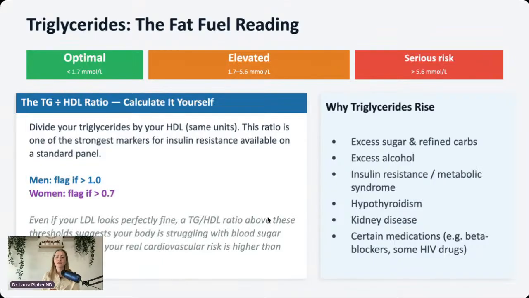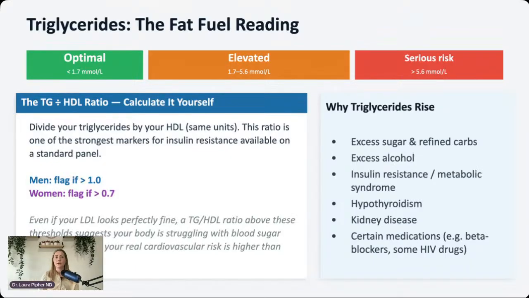So when someone's triglycerides are high and their HDL is low at the same time, this is actually a very reliable sign that the body is having trouble managing blood sugar, even if your blood sugar test came back normal. So this is the first thing I want you to use from your basic blood work panel: the triglyceride to HDL ratio. You can calculate it by dividing your triglycerides by the HDL. And this ratio is a really good marker for insulin resistance. And this is, again, available on your standard panel. So if you divide your triglycerides by your HDL, you can see what your insulin resistance marker is.